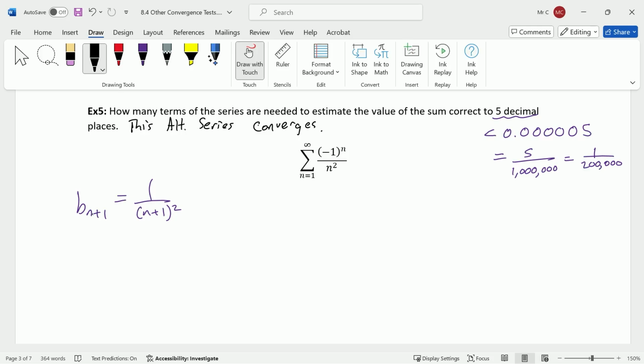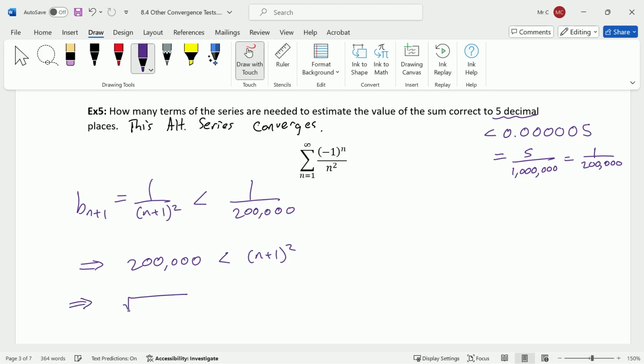terms we need. So b sub n plus 1 is 1 over n plus 1 squared, and I want this to be less than 1 over 200,000. So if I multiply both of these expressions across that inequality, that gives me that 200,000 should be less than n plus 1 squared. And if I take the square root, that's the square root of 200,000 is less than n plus 1.